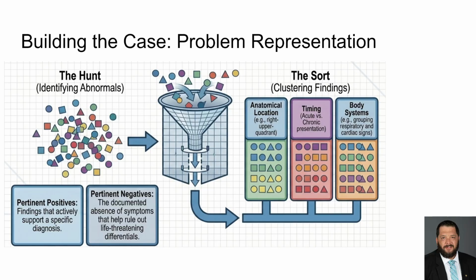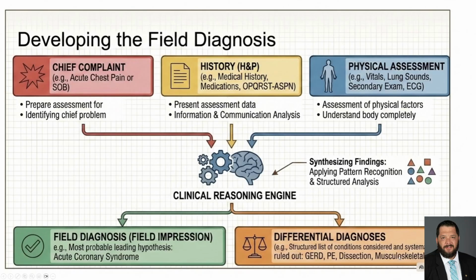And those pertinent positives and pertinent negatives, coupled with physical exam and the information from the scene, help you develop that differential diagnosis. The differential diagnosis, the field diagnosis, takes the information from the chief complaint, what that patient says, from your history and physical, things like their medication history, their social history, their food security, their environment that they're living in, things that you're gathering and assessing, and the physical assessment. And you use that to create a field diagnosis. Your field diagnosis is your field impression.